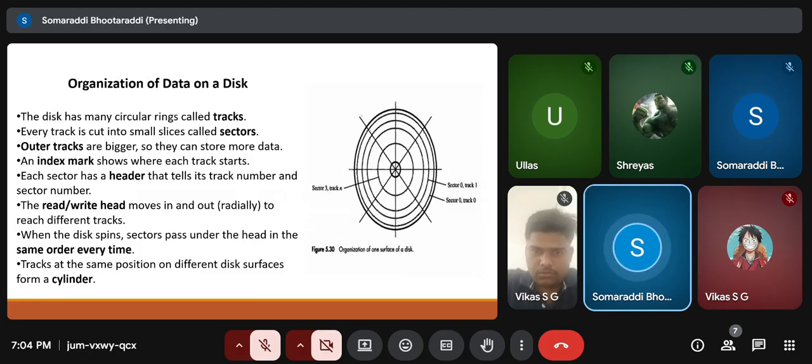Each sector has a header that tells its track number and sector number, as you can see in this diagram. The read-write head moves in and out radially to reach different tracks, meaning the head moves left or right to reach the correct track where the data is present. When the disk spins, sectors pass under the head in the same order every time, meaning the sectors move in sequence under the head. Tracks at the same position on different disk surfaces form a cylinder.